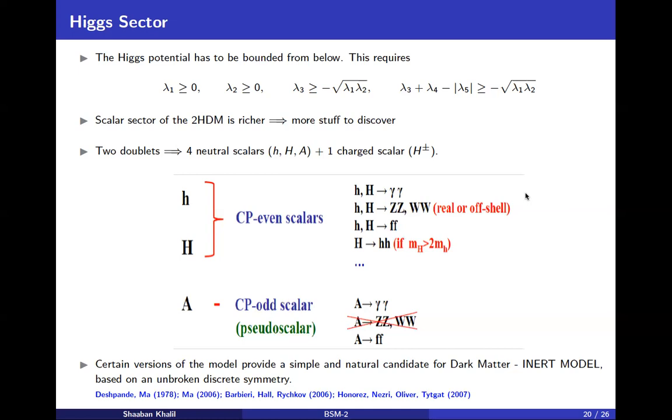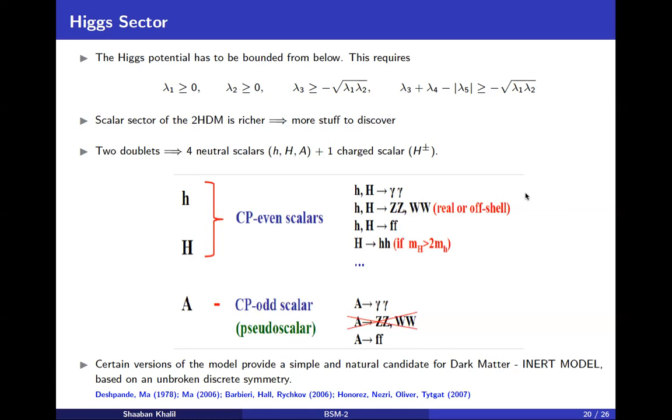It was 6: 4 from the doublet, 2 from the singlet. 4 were eaten because Z prime also acquired mass. So 4 were eaten, and we remained with 1 scalar from the standard model Higgs and 1 scalar from the B minus L singlet scalar. Now we have 2 doublets, 8 degrees of freedom, and 3 will be eaten, and now we remain with 5.